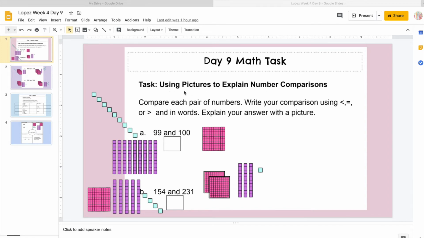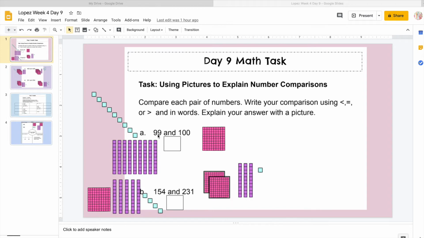First, our task, we need to use pictures to explain number comparison. So again, we're working on comparing two numbers. When we do that, we need to focus on the place value. And using pictures, we are going to use our base 10 blocks. Whenever we're dealing with place value, base 10 blocks is the easiest way to represent those numbers because we understand that the larger squares represent the 100, our 10 bars represent 10, and then our individual smaller blocks represent a 1. We need to compare each pair of numbers. Write your comparison. We're going to use the less than, equal to, or greater than symbol, and in words. Explain your answer with a picture.